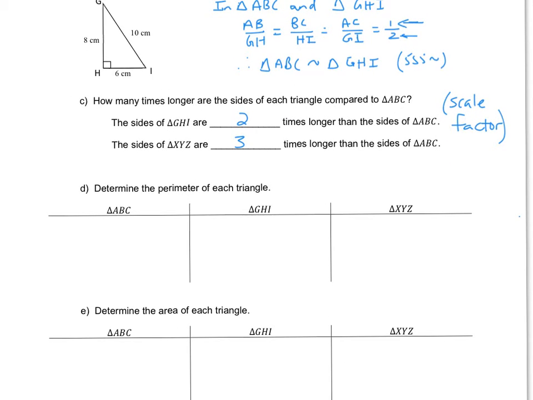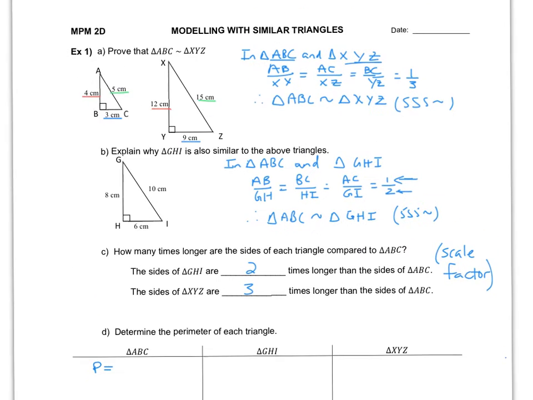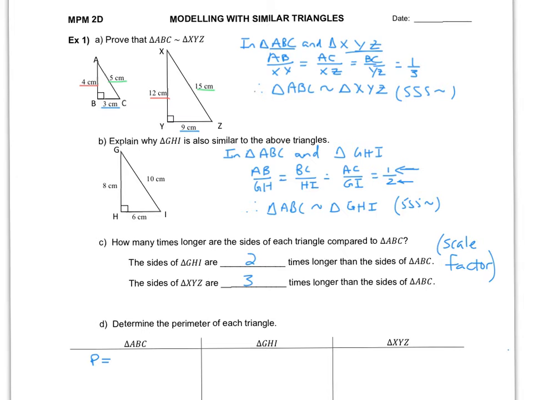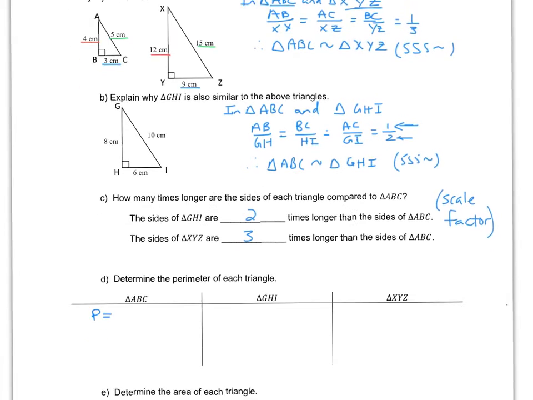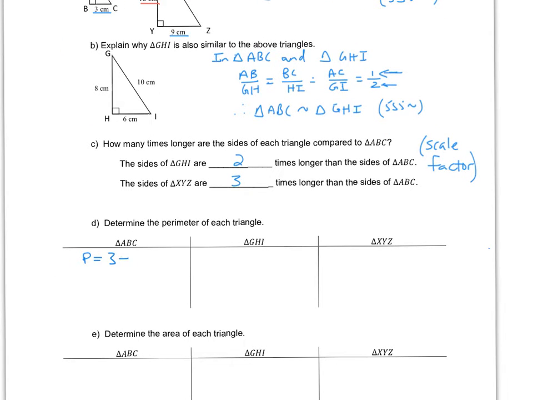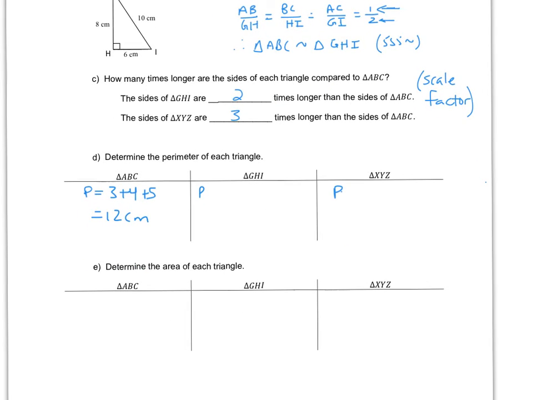All right, so determine the perimeter of each triangle here. Perimeter is just adding up all 3 sides. The first one is 3 plus 4 plus 5, that's 7, plus 5 is 12 centimeters. You can do your perimeters for GHI and XYZ. And then do the same, but calculate the areas. Now these are right triangles, so you can use the base and the height as your 2 side lengths. Take a moment to do that, and then we'll talk about it.